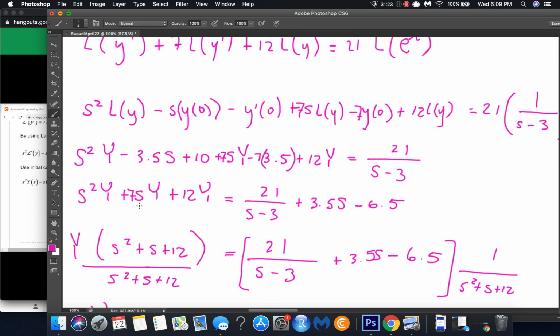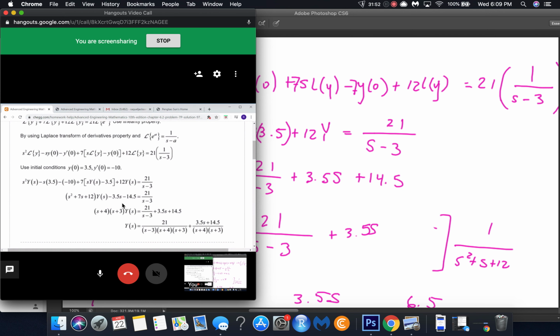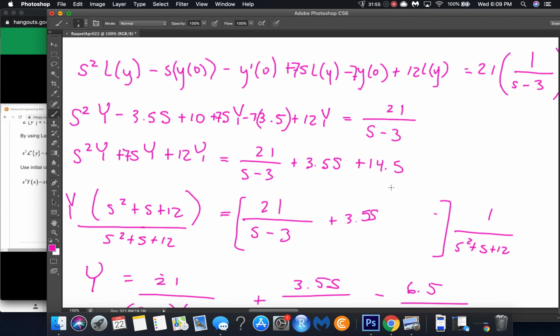Okay. Very good. And then we had this negative 7 times negative 3.5 is negative 24.5. And then plus 10 is negative 14.5. So we add it to the other side as plus 14.5. Oh, wait, but they didn't have it as plus 14.5. Yes, they did. Never mind. They did? Okay. So, yeah, they did, so 14.5.